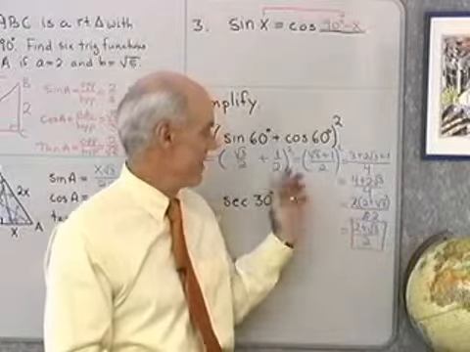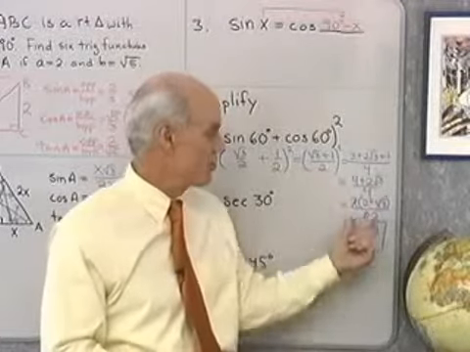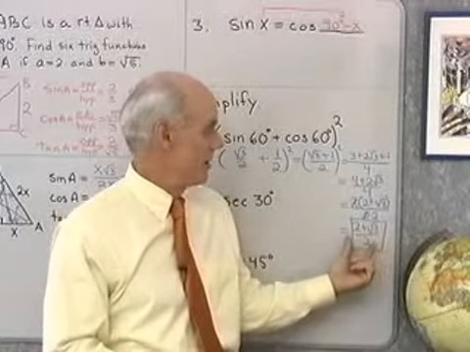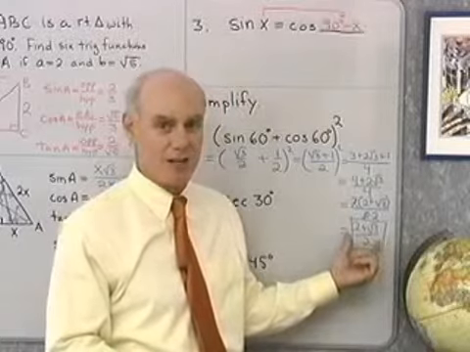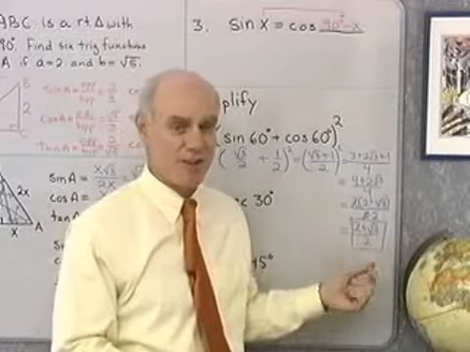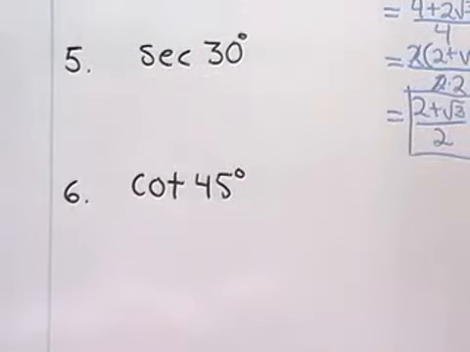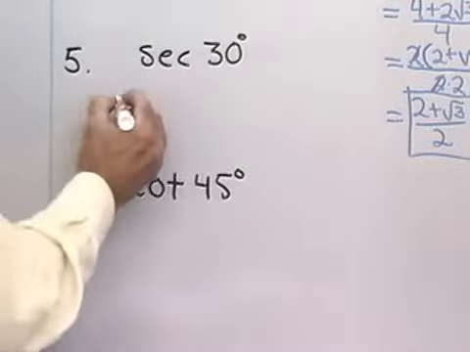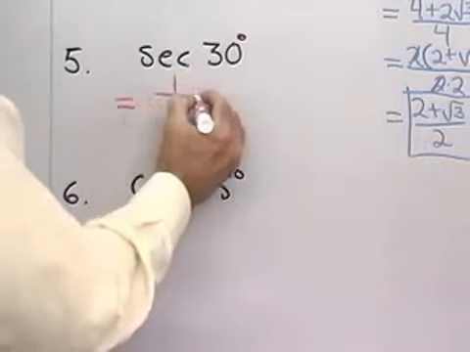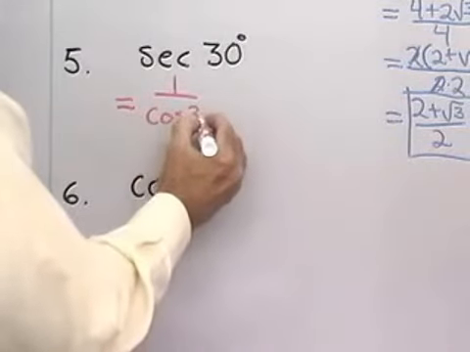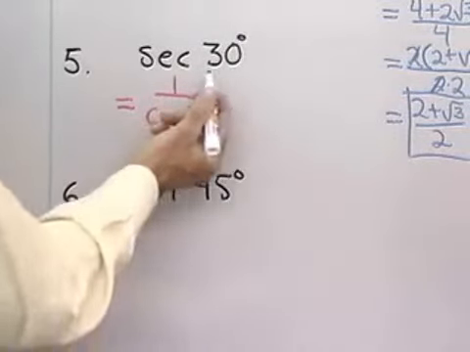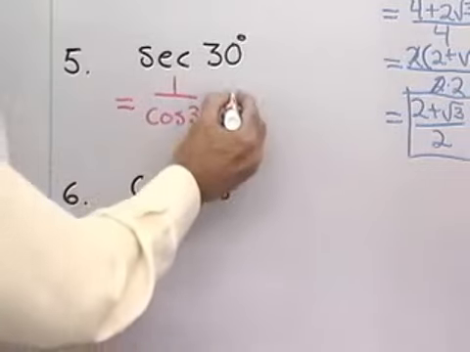So anyways, there's kind of a long process, but a good review of some of the concepts you have from algebra and simplifying expressions with square roots. Let's look at our next problem. Secant of 30 degrees. Well, I don't have that one memorized, but I know that secant is the reciprocal of cosine. So I'm going to say secant of 30 is 1 over cosine of 30.